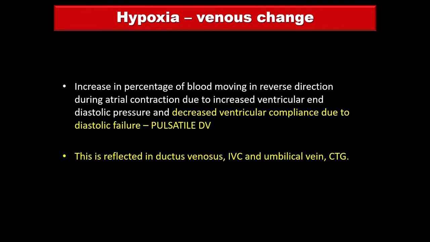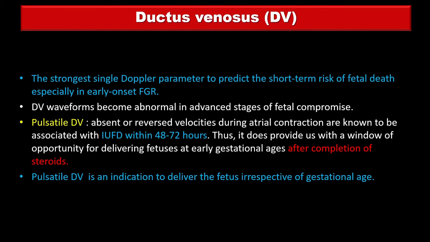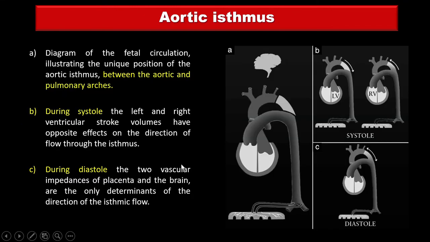And this is also reflected in ductus, IVC, umbilical vein, and in CTG. And that is the cascade of ductus venosus, and reversal corresponds to decreased compliance of the right heart. And ductus venosus is the strongest single Doppler parameter to predict short-term risk of fetal death, especially in early onset FGR. We have very little time once we have pulsatile ductus venosus, just 48 to 72 hours to give steroids to the patient and deliver.